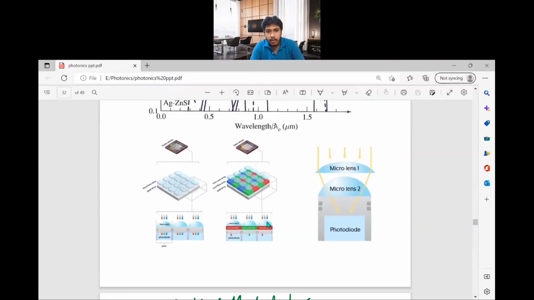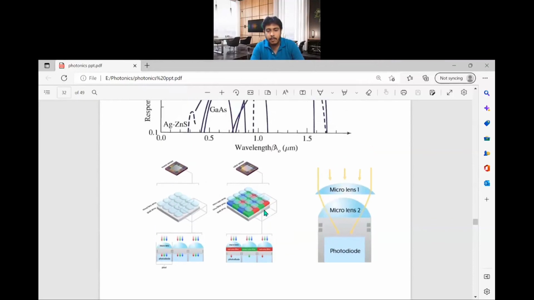In between, you have the filters. So this is the color filter, 50% green. As you can see, 50% is green, and 25% each is red and blue. This is the Bayer filter we use, so that it can detect color light. This is the black and white version for the camera. So this is all for the camera purpose. So that's all about the photo detector.